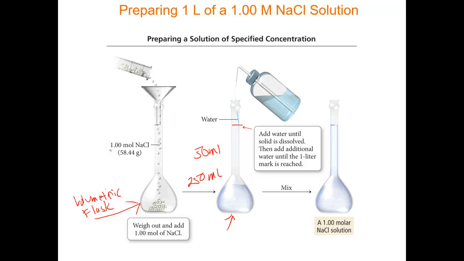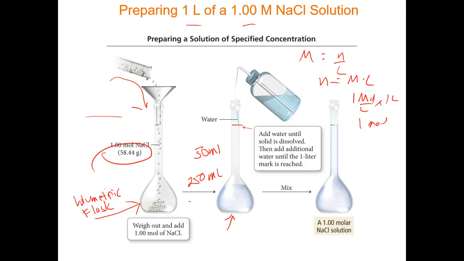Okay, so I can add my solid. I'm making 1 liter of a 1 molar solution. So I have molarity is moles over liters. Moles is molarity times liters. If I have 1 molar, that means moles over liters times 1 liter, that's 1 mole, right? 1 mole of sodium chloride is 58.44 grams. I add that to the flask. Sometimes it's good practice to put some water down there first so it doesn't stick, but I don't think you'd lose points for not having that.